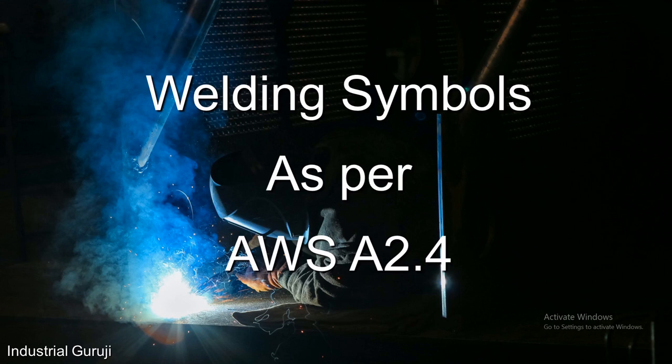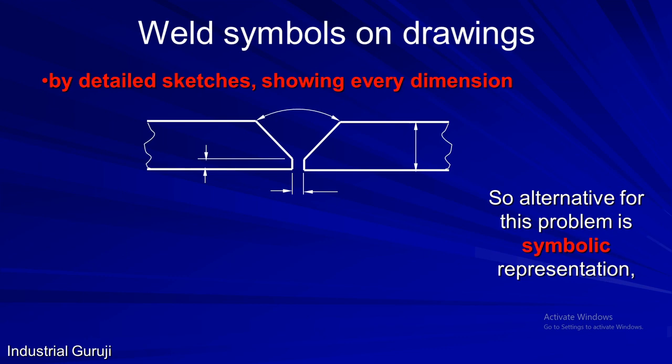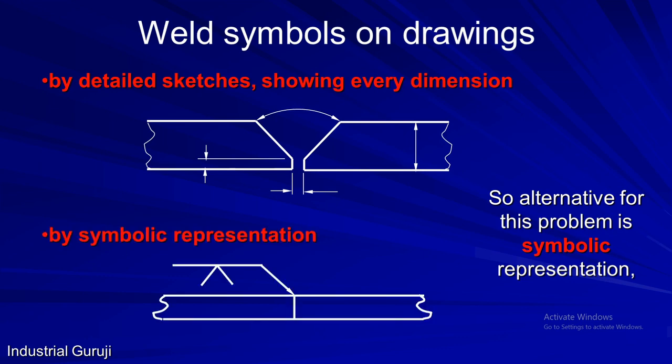These are used to reduce the number of words on an engineering drawing and also save some space and time. These are used to simplify communication between designer and workshop personnel. Without these symbols, if instructions are to be given in the workshop, then they will be like this: please weld here, or drawing a joint design like this and mentioning terminology in it. So the alternative for this problem is symbolic representation.